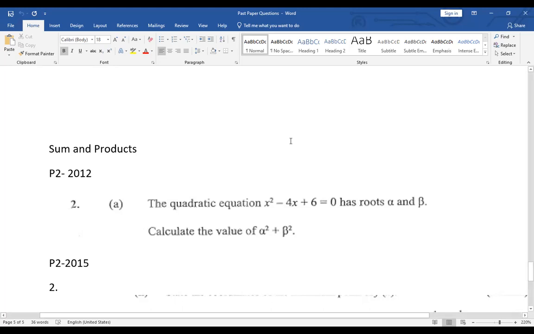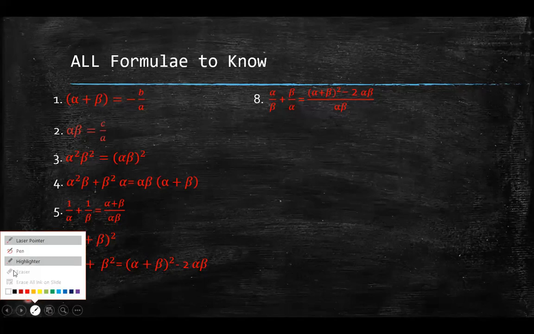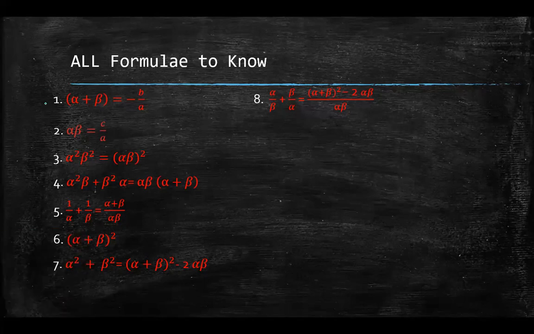We did alpha plus beta, and we did alpha beta. We didn't do alpha squared plus beta squared. Agreed? Yes, miss. Right, so this is where these formulas come in. This is something you need to, well, not necessarily memorize. If you want to memorize it, you memorize it. We already know 1. We already know 2.